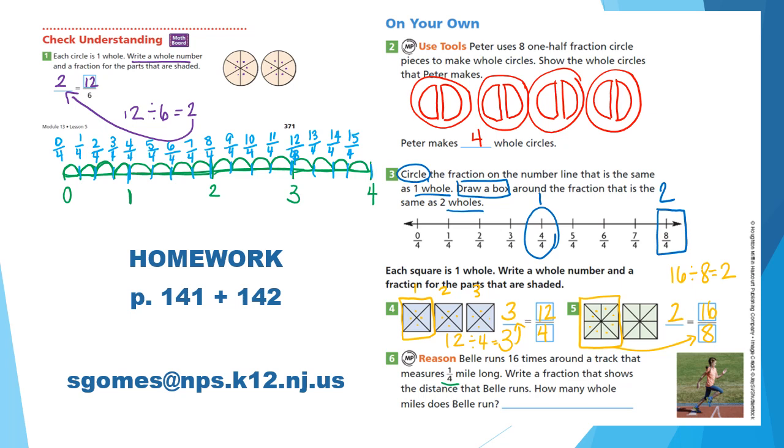15/4, and we stop at 16/4. Okay, and what do you notice about 16/4 and 4 whole miles? Well, I noticed that 16 divided by 4, we're putting it into groups of 4, equals 4. So how many whole miles did Belle run? She ran 4 miles.